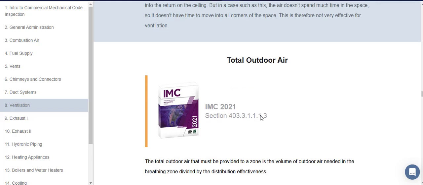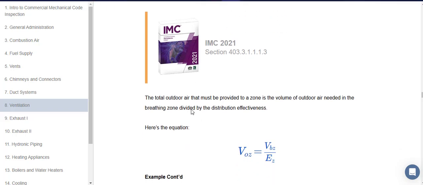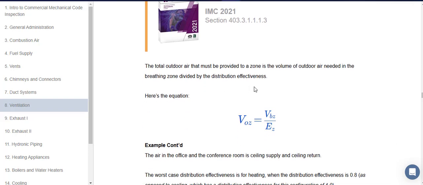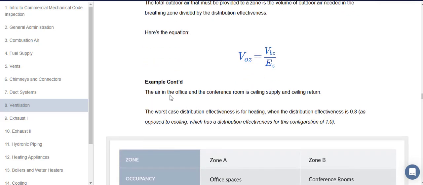Total outdoor air, International Mechanical Code 2021, Section 403.3.1.1.1.3. The total outdoor air that must be provided to a zone is the volume of outdoor air needed in the breathing zone divided by distribution effectiveness. Here is the equation: Voz equals Vbz divided by Ez.